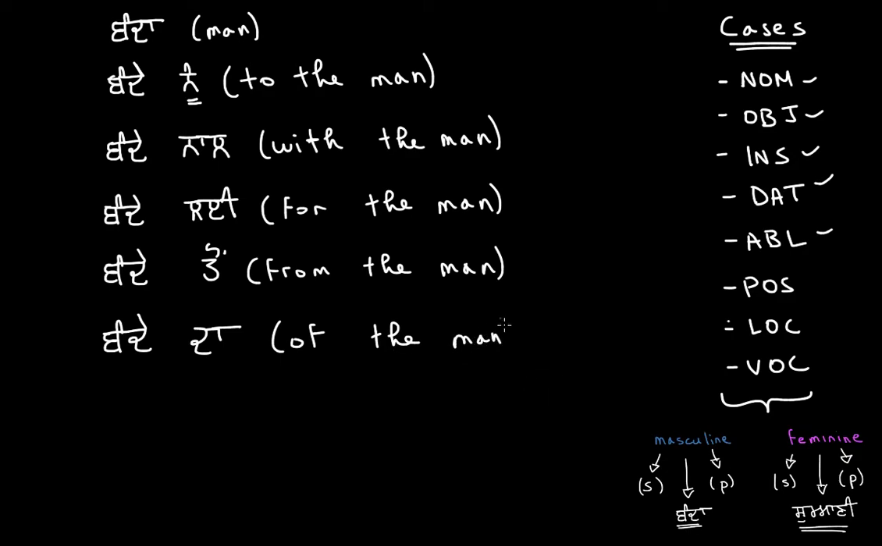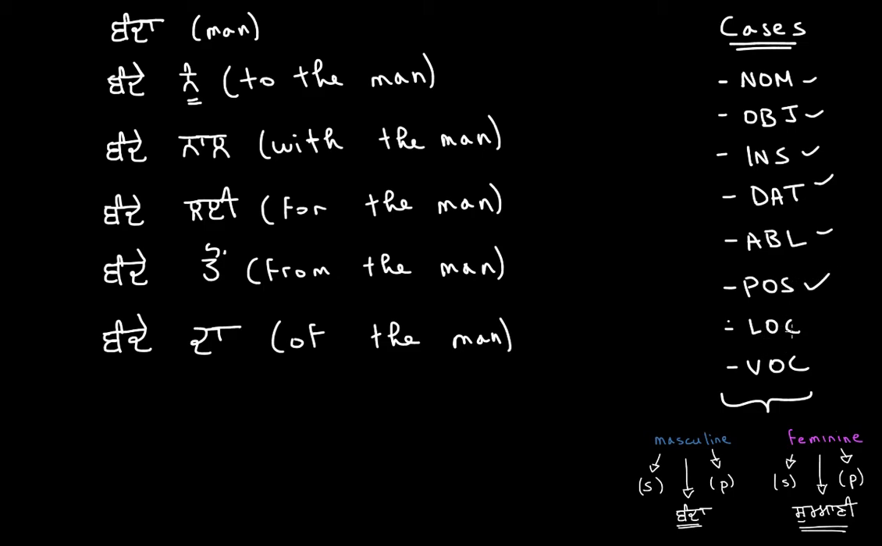Let me finish this. A good example of this would be if I had a computer. Whose computer is this? This is the man's computer. Bande da computer. That's how you would say that in Punjabi. Okay, so that's the possessive case.